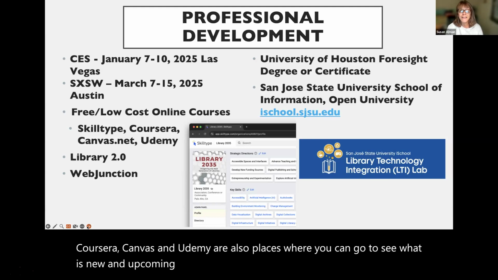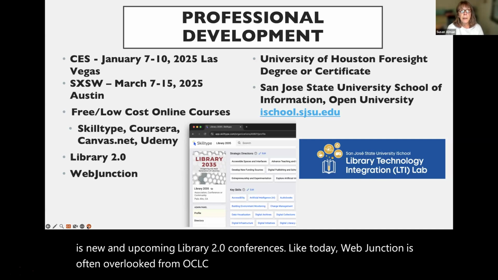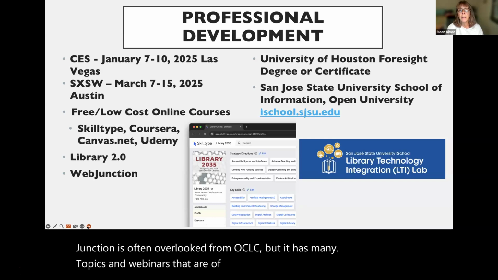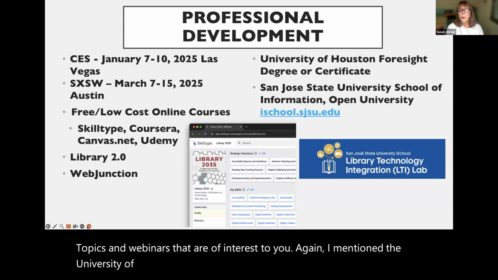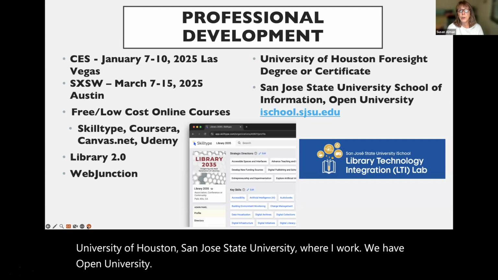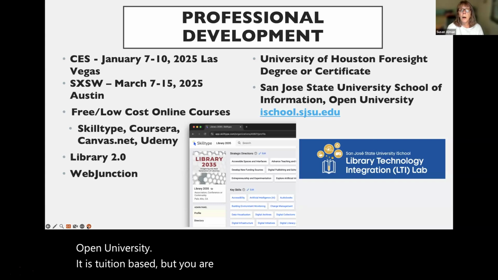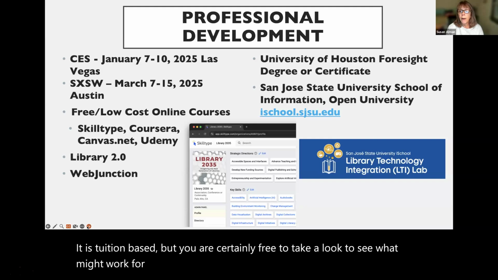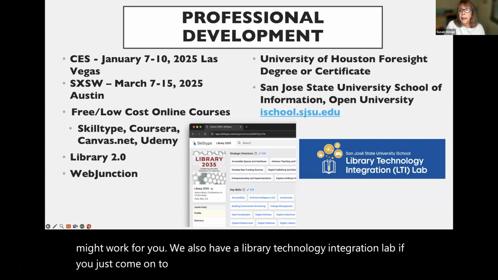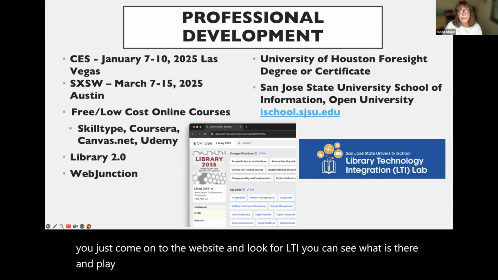Library 2.0 conferences like today. WebJunction is often overlooked from OCLC, but it has many topics and webinars that are of interest to you. Again, I mentioned the University of Houston, and San Jose State University, where I work. We have Open University. It is tuition based, but you are certainly free to take a look to see what might work for you. We also have a library technology integration lab. If you just come onto the website and look for LTI, you can see what is there and play around with the technology.